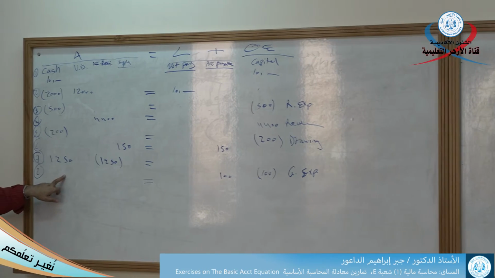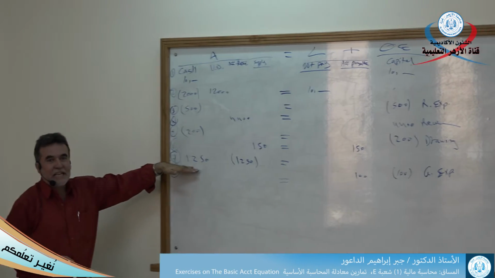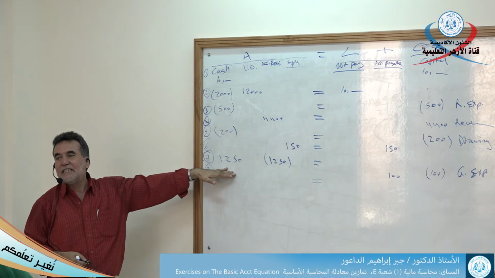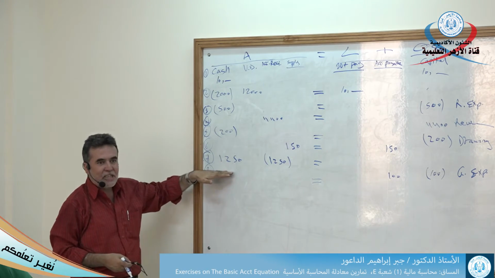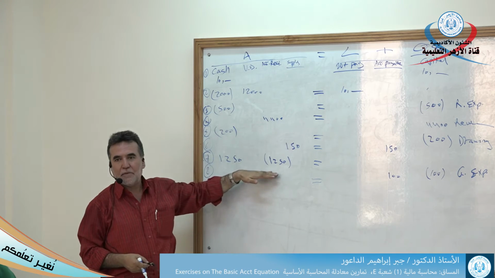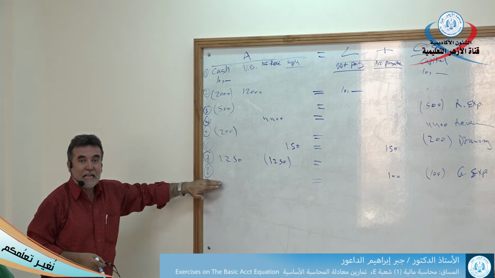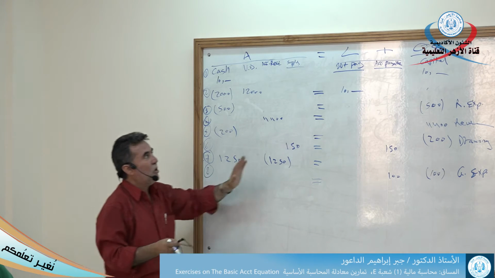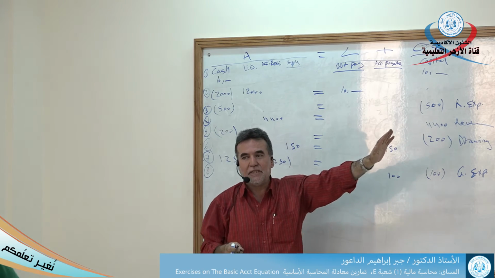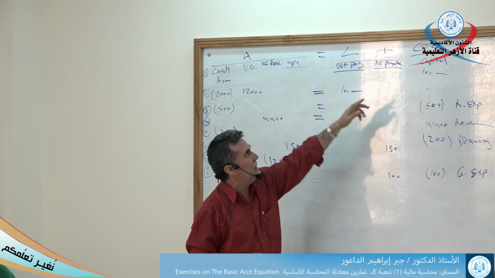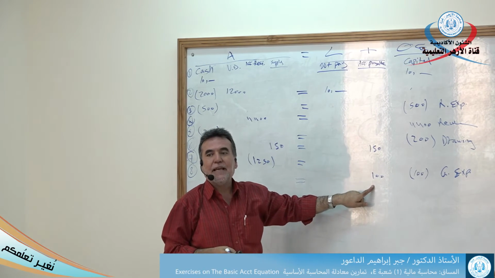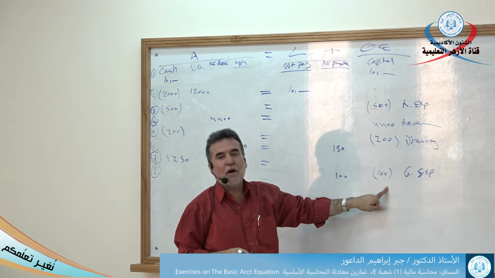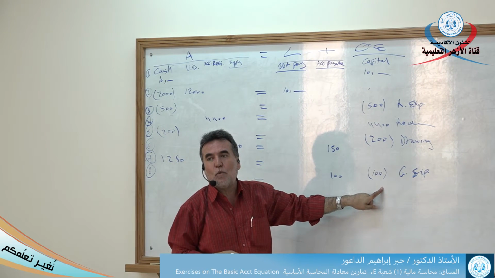Note here, transaction number 7 affects only one side, which is the asset side: increase cash and decrease accounts receivable. Transaction number 8 also affects just one side, the other side of the equation, liabilities and owner's equity. Accounts payable increases by 100 and the owner's equity decreases by 100.